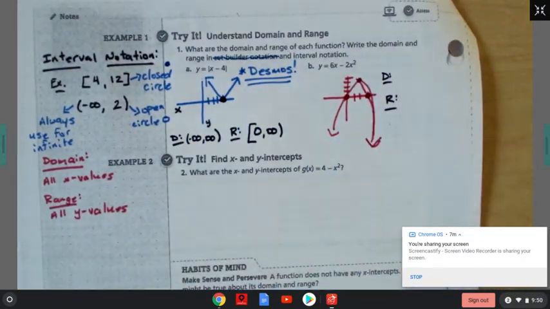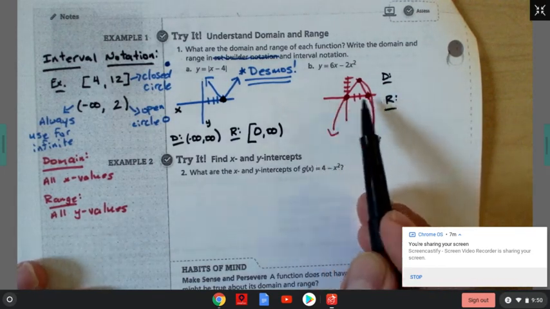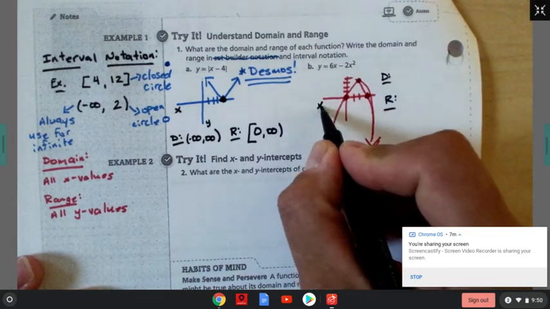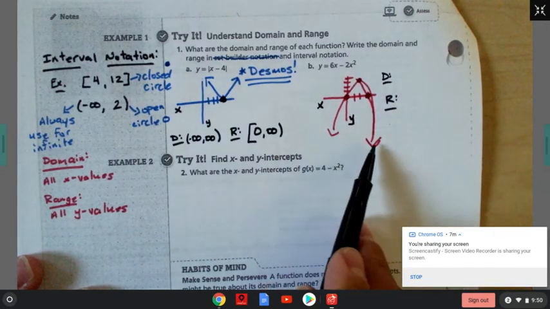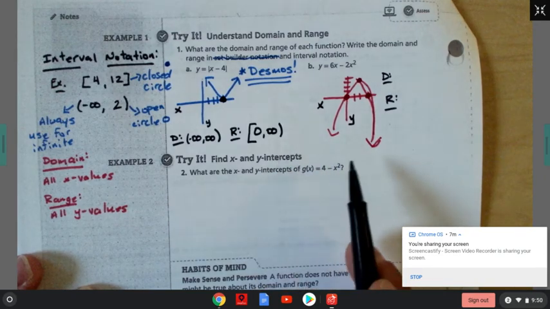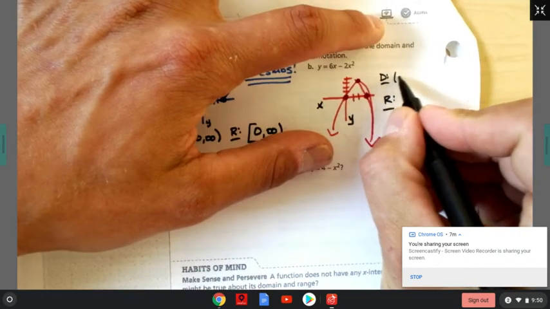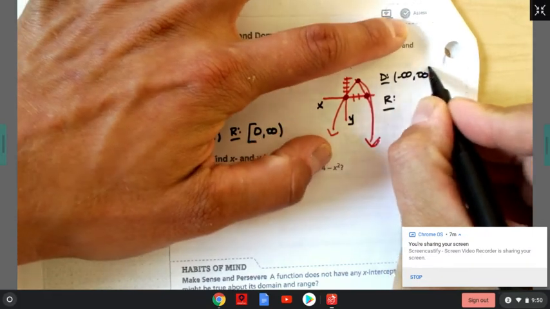Again, domain is all the x values. So from side to side, only look side to side. Don't worry about up and down. And again, there's 2 arrows on each side. So it's gonna go this way forever, and it's gonna go that way forever, meaning it never stops. So it goes from negative infinity to positive infinity.